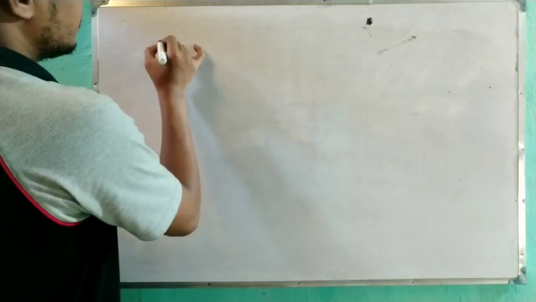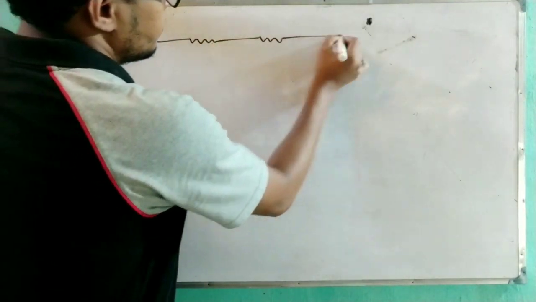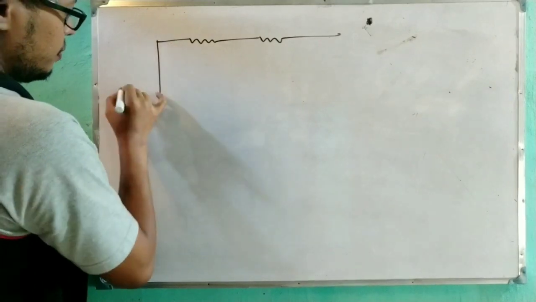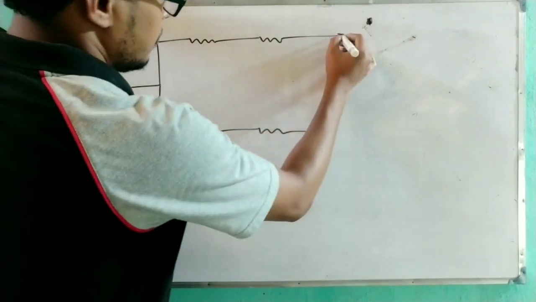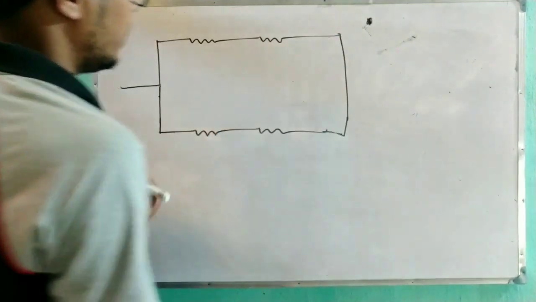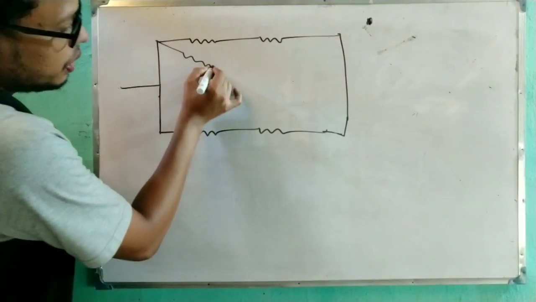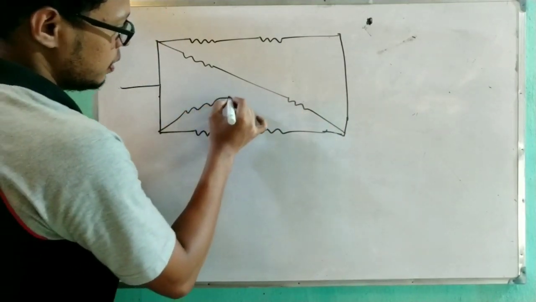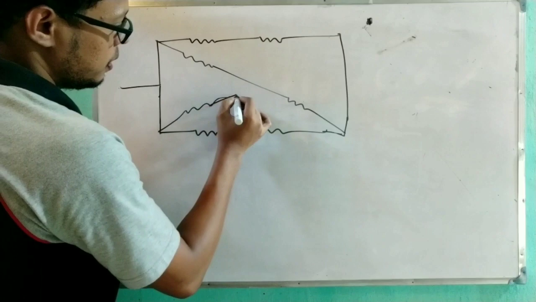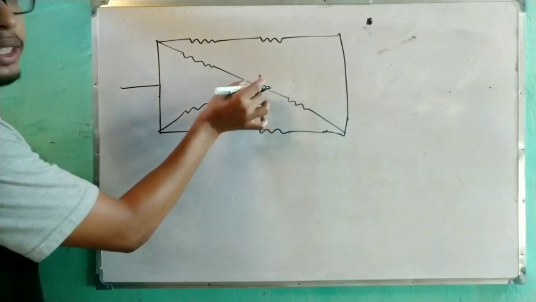In next problem, if I give this type of circuit, now there are two resistors connected diagonally, but here these two wires are not connected.